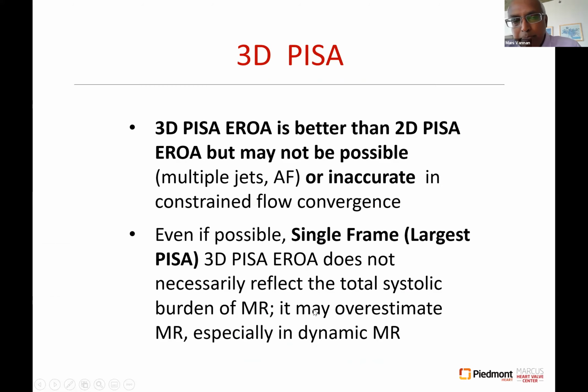So remember, 3D PISA EROA is slightly better, and it's always bigger than 2D PISA EROA, but it is not always possible to do it, and still it's a single frame technique at the present time. You choose the largest 3D PISA and you do the surface area of that, and then you derive your 3D PISA EROA. It does not really integrate what happens throughout systole.